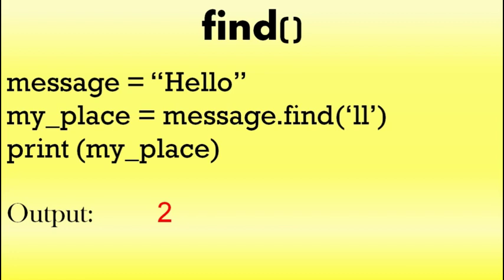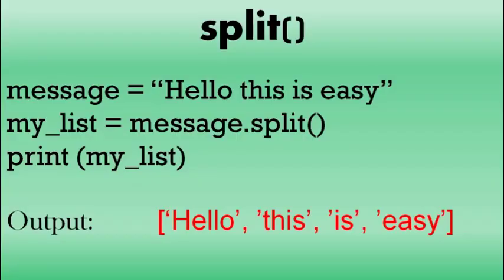If we split a string, if you put nothing inside the brackets, it will split by the space. So here we've got the message, hello, this is easy, and when we split it, it goes into a list. If there are no spaces, it will just be a list of one element. Here we've got 4 words, so there's 4 elements inside the list. So split with nothing inside will just split by space.